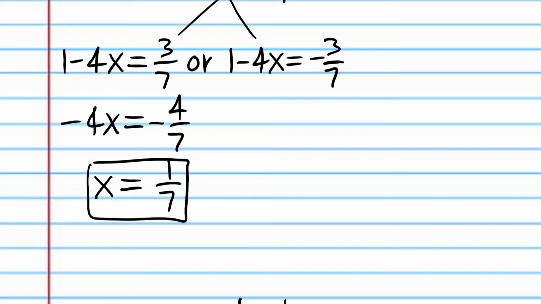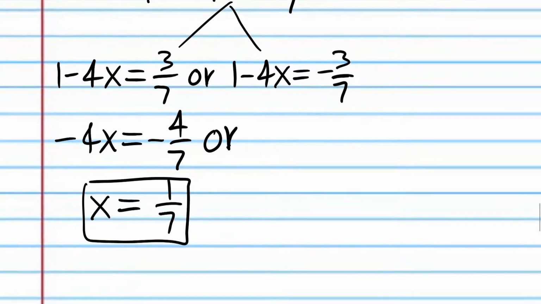Really, the easiest way to do it is when you divide by negative 4, you're going to see that both the negative and the 4 are going to cancel out, and you get 1/7. When you do this stuff a lot, you're going to get to the point where you're going to be able to do it really quickly.